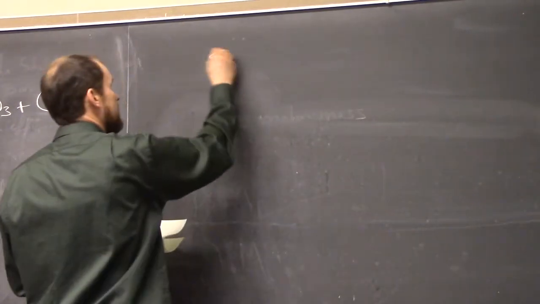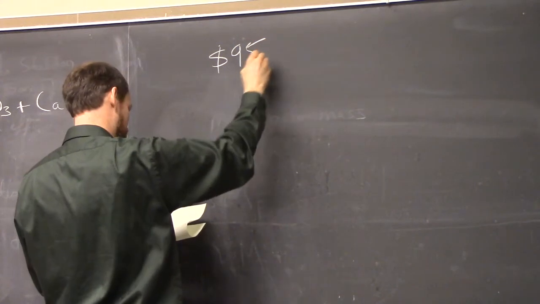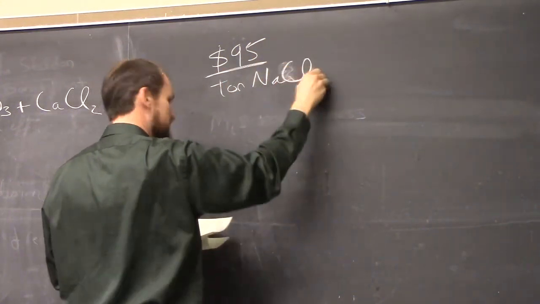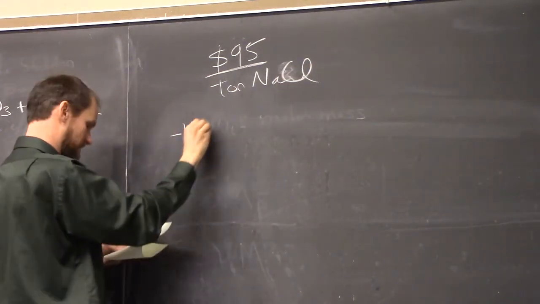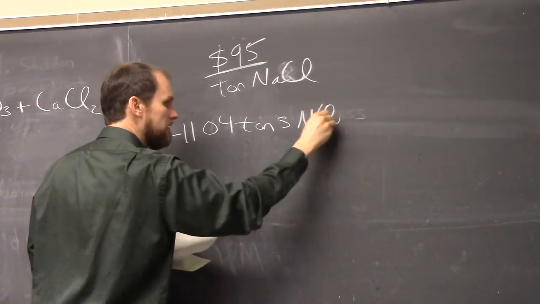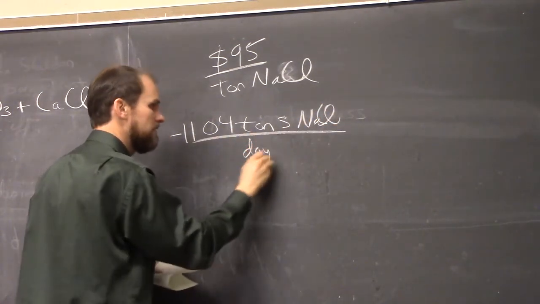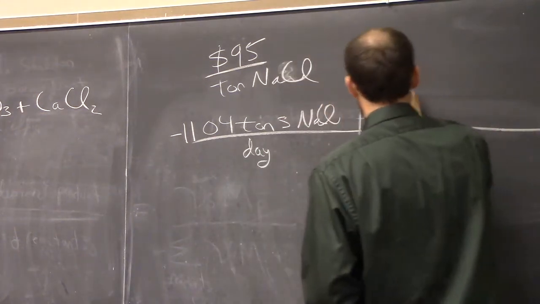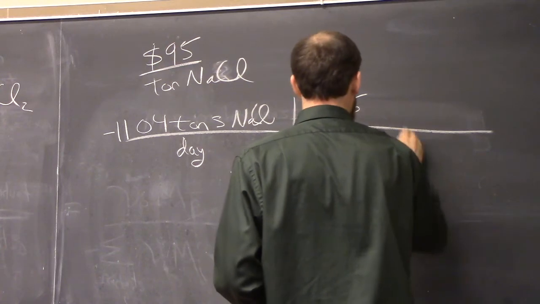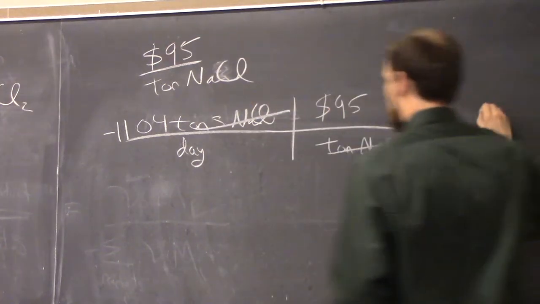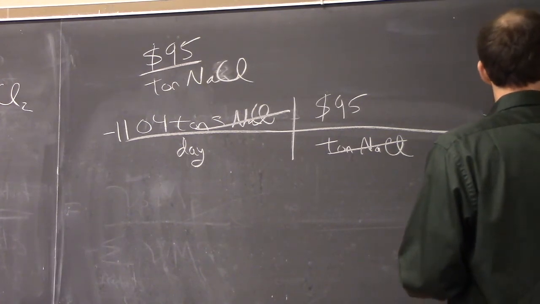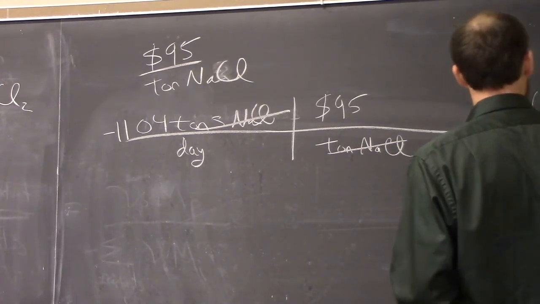Let's say we get $95 per ton of NaCl. We can take our minus 1104 tons of NaCl per day, multiplied by $95 per ton of NaCl. We get $104,880.